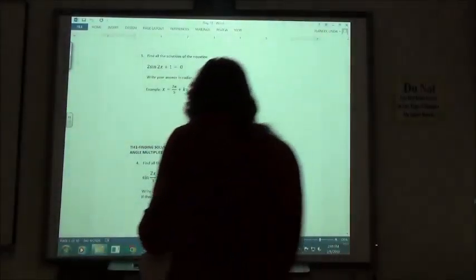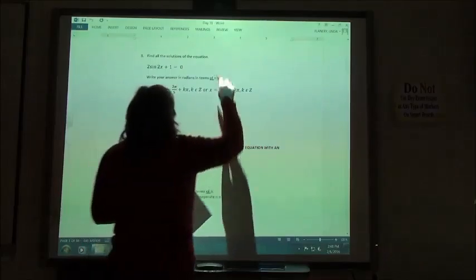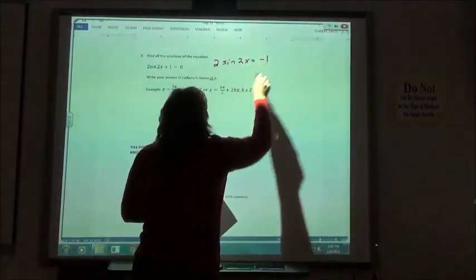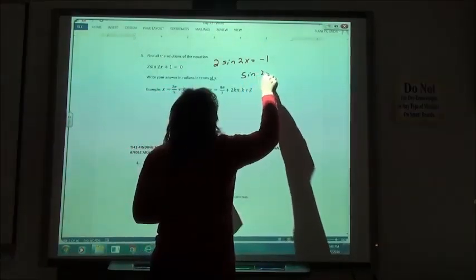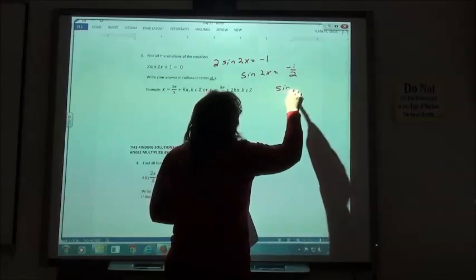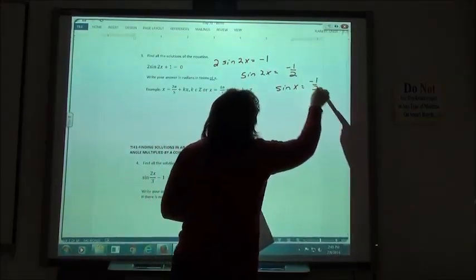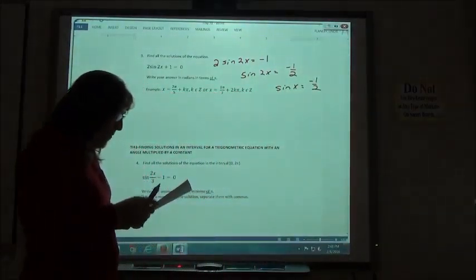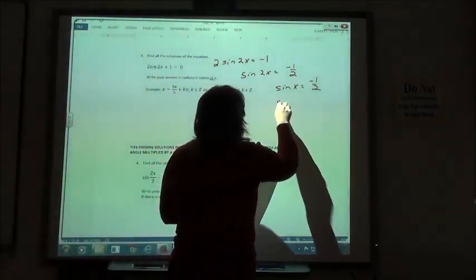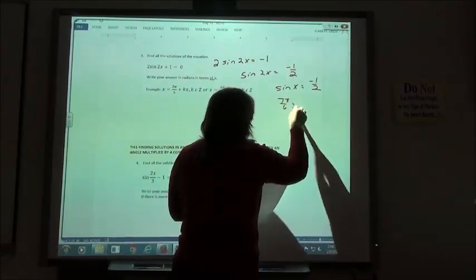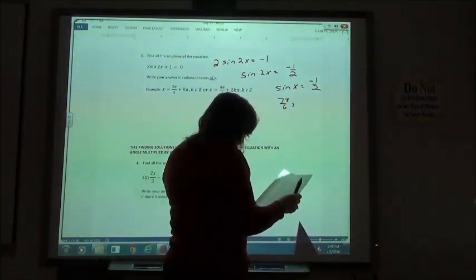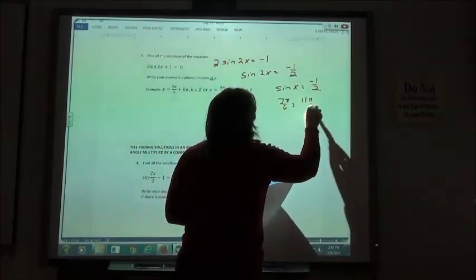So on number 3, if we go ahead and solve that one, we would say 2 sine of 2x equals -1. So the sine of 2x is going to equal -1/2. Again, we're going to look up, where does the sine of x equal -1/2. And so looking at my paper, -1/2 would be at 7 pi over 6, and -1/2 is also at 11 pi over 6.